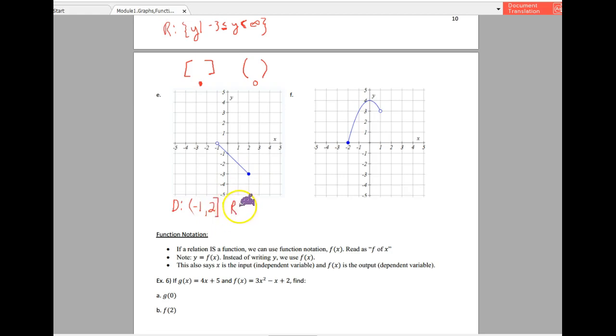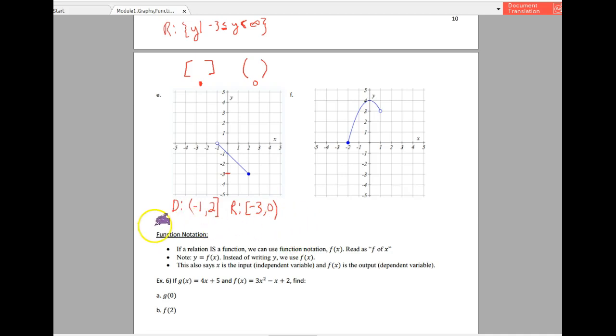The range, how far up and down, starting at the lowest point to the highest point. So the lowest point I see is right here at -3. At the closed circle, I'm going to use a bracket. So -3 is the lowest. The highest is at 0, and that's an open circle, so I'm going to use a parenthesis.